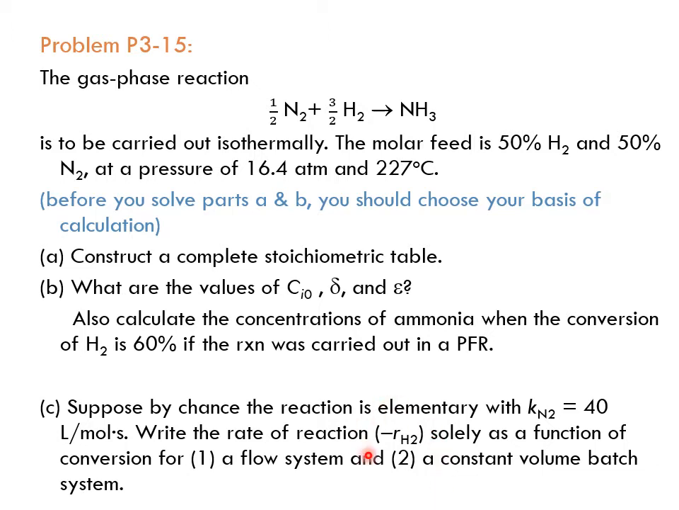Okay, so you need to write minus r_H2. That means you need to use k_H2, right? However, you have only k_N2 here. So you know how to convert k_N2 to k_H2. That's one thing. The other thing is that you should actually think how to write the rate law.